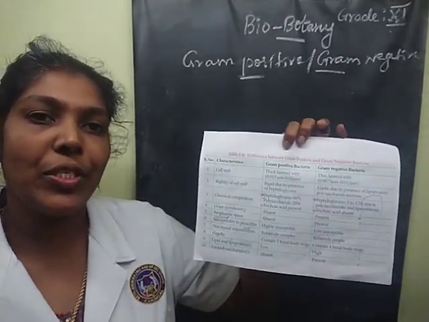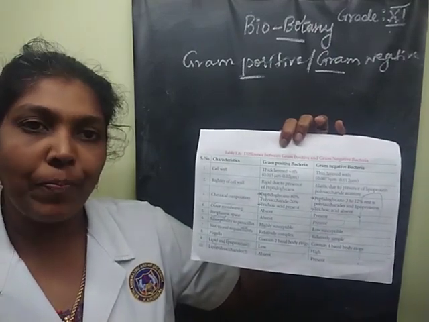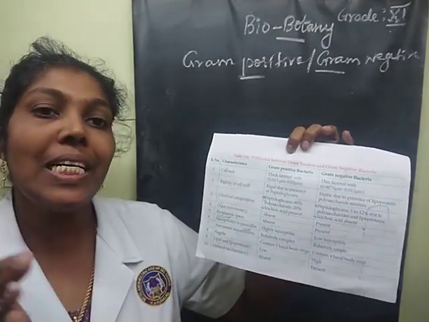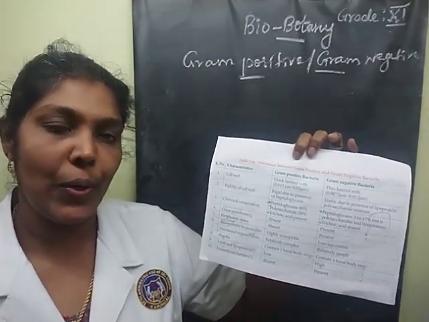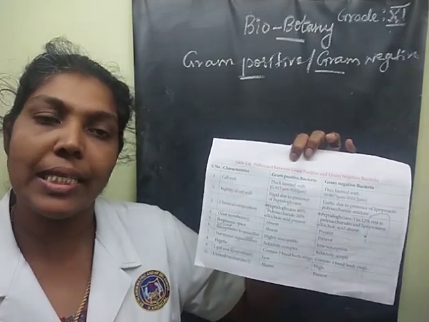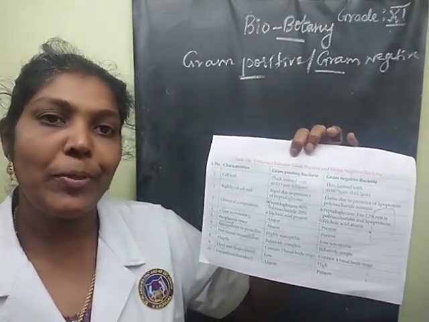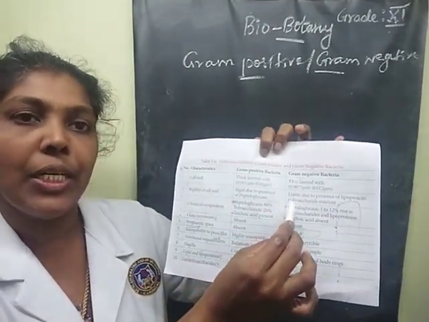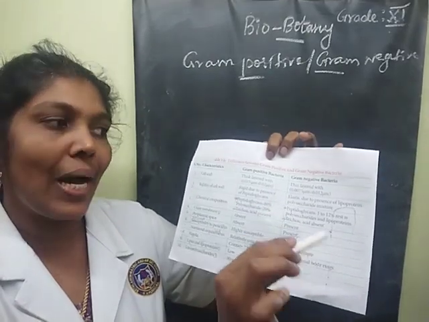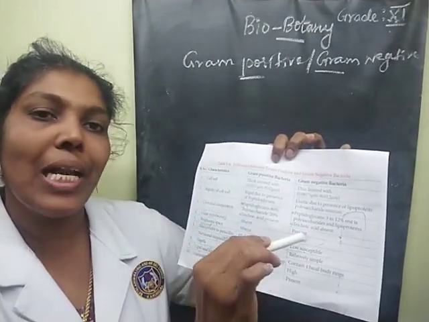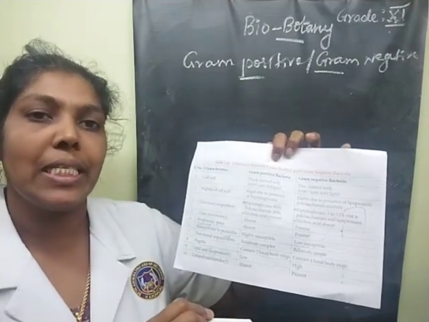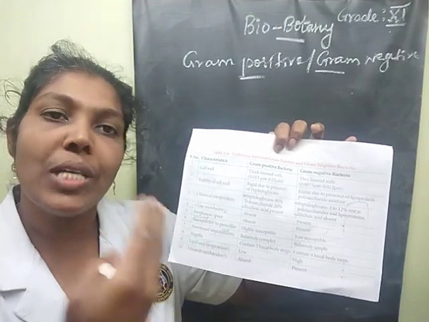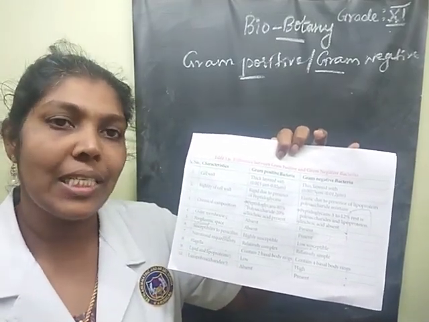The second characteristic feature is the rigidity of the cell wall. In the gram positive bacterial cell, the wall is rigid because of the presence of peptidoglycan molecules. Why does the cell become rigid, children? The presence of peptidoglycan molecules. Clear? Gram negative is elastic, due to the presence of lipopolysaccharides and lipoproteins. These are the two components present there, so the cell wall is elastic in nature.